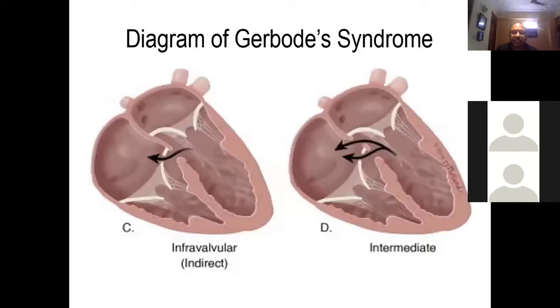And this peculiar VSD, if I show my dynamic picture, this is my LA, this is my LV, this is my RA, this is my RV. So this VSD does not go from this hole, it goes from this hole. Here is the tricuspid valve, here is the mitral valve, and this VSD goes from here to LV. This is classically known as the atrioventricular groove, from which this VSD presents, and this is known as Gerbode syndrome.